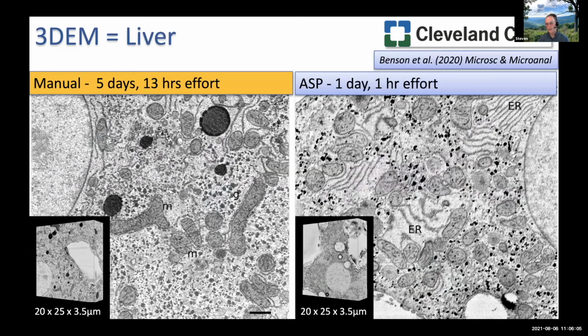Benson and colleagues also compared rapid ASP preparation to standard preparation of liver. And again, they found the quality was comparable between the two.